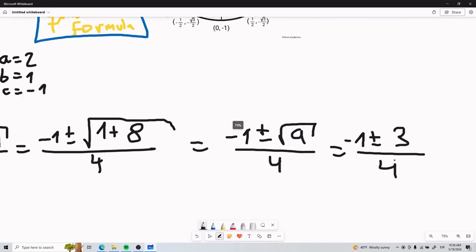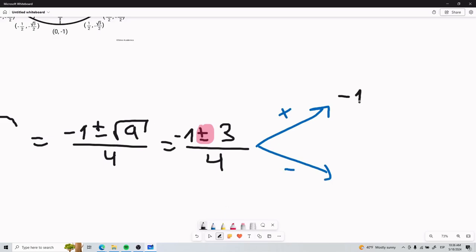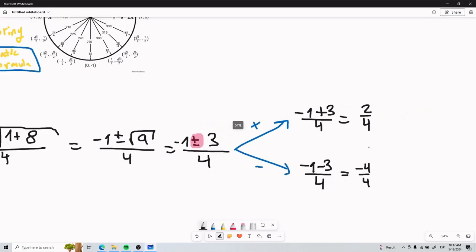And so from here you need to apply the plus or minus. Once you apply the plus or minus, all you're really doing is saying, okay, there's one answer that has a positive and one answer that starts with a negative, right? So for the positive, I have negative 1 plus 3 divided by 4. And for the other one, I have negative 1 minus 3 divided by 4. So over here, you end up with 2 over 4. And down here, you end up with negative 4 over 4. So that means for your answers, on the one hand, you have 1/2, and over here you have -1, right?